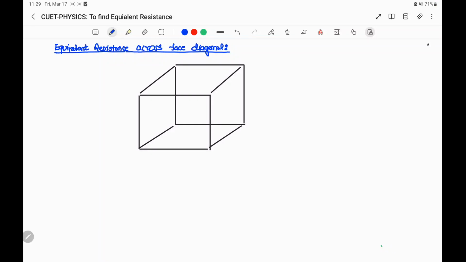Now we have to find the equivalent resistance across the face diagonal. The given cube has the vertices A, B, C, D, E, F, G, H. We take one of the faces, say ABCD. So the vertices of the face diagonal are A and C. So current is entering at A and coming out at C. Now we mark this A with potential VA and this C at potential VC.